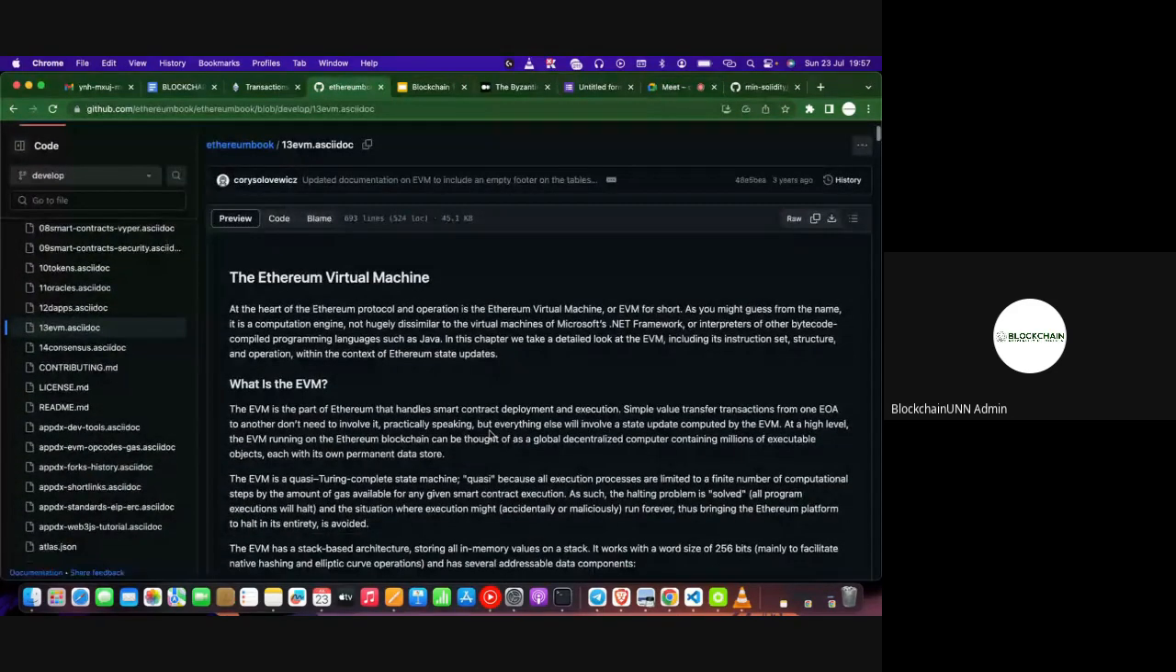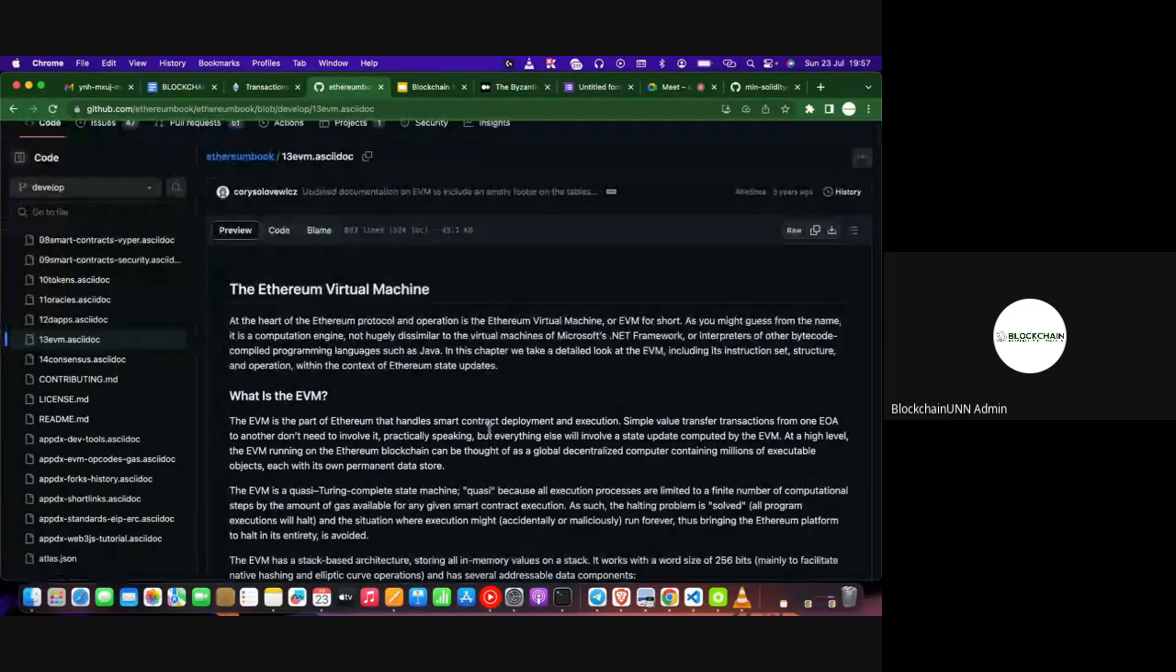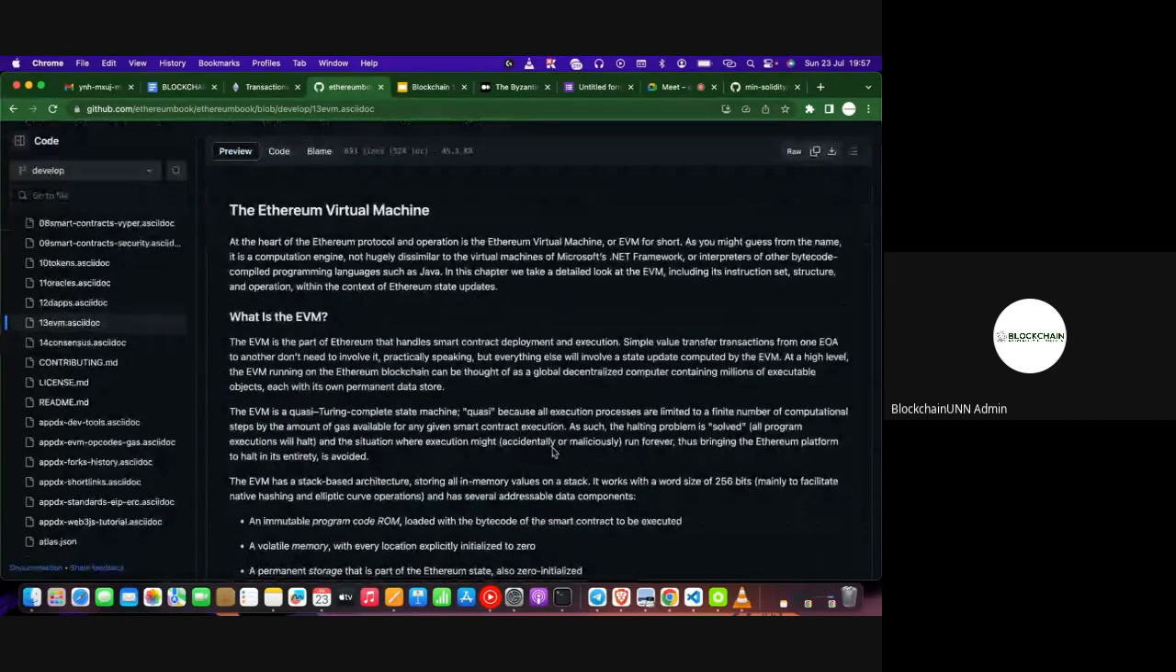All right, so at the heart of the Ethereum protocol is the Ethereum virtual machine, or EVM for short. It's a computation engine and is not very dissimilar to the virtual machines you are used to, let's say the Microsoft .NET framework, the Java virtual machine, and so on. In simple terms, the EVM is responsible for handling smart contract deployment and execution. Like I said earlier, it is what gives Ethereum the capability to run custom computations.